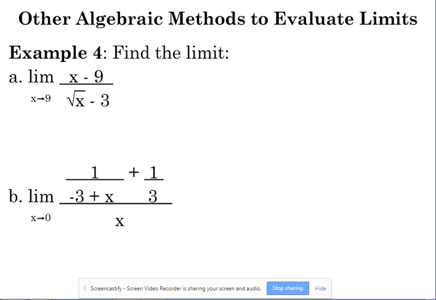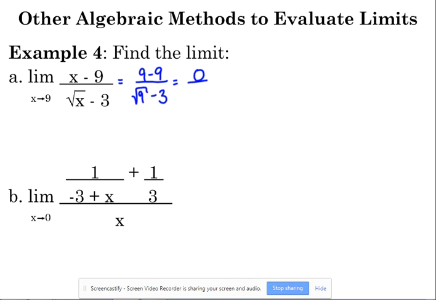Okay, so what if we've got something like this? Here's our limit question: the limit as x approaches 9 of x minus 9 over the square root of x minus 3. So I told you, with a limit, try plugging it in first. See what happens. Hopefully you can see what's going to happen. We've got 9 minus 9, and we have the square root of 9 minus 3. So we've got 0 on the top.